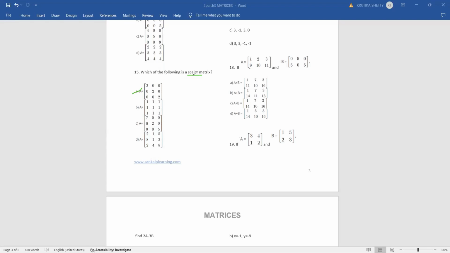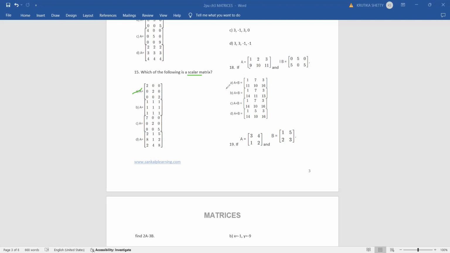Okay, so for a scalar matrix all the diagonal elements must be equal, so option A will be the right option. Then next, coming to question number 18 over here. Matrix A is given and matrix B is given, so which of the following will be true?